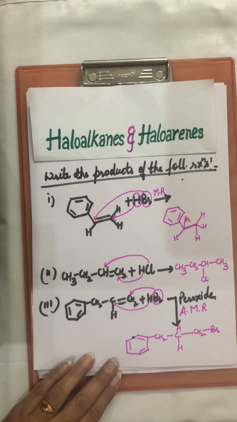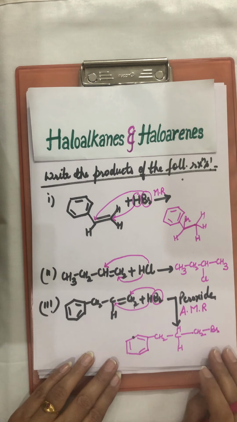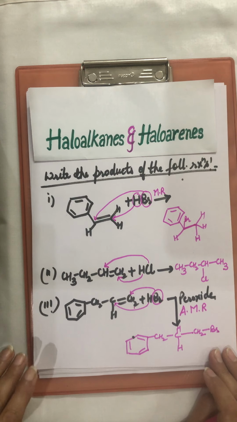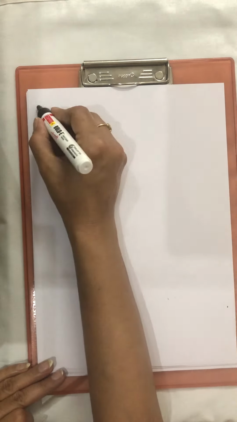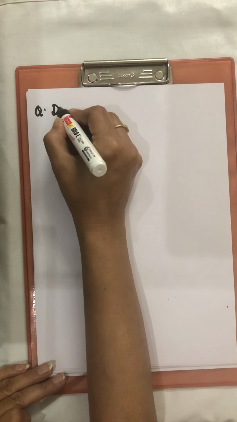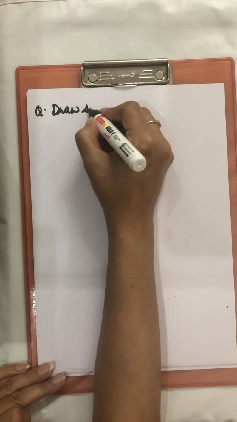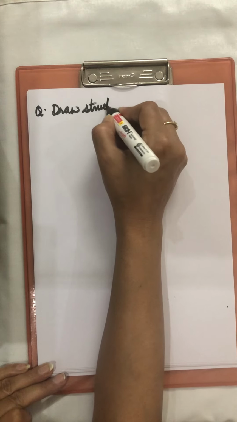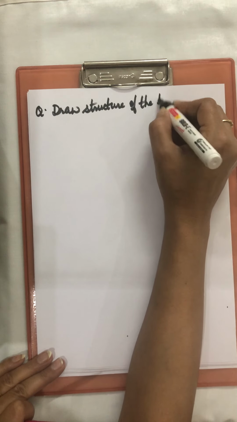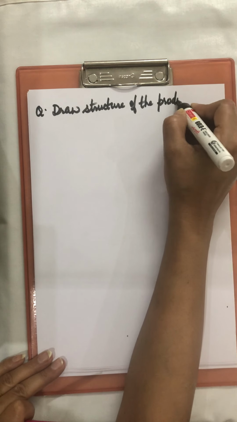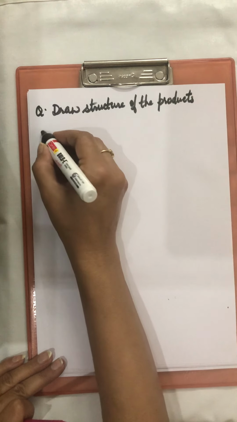So these are some of the questions where we are using addition reactions, where Markovnikov rule and anti-Markovnikov rule are used. Now next question, draw the structures of the products.